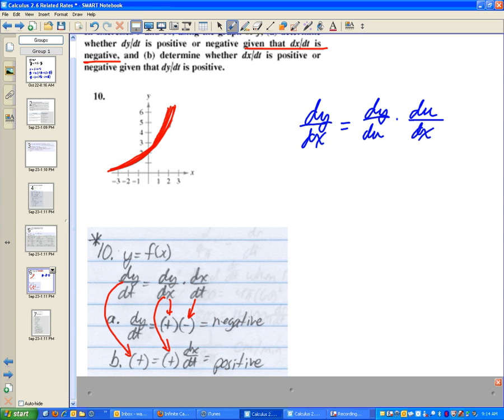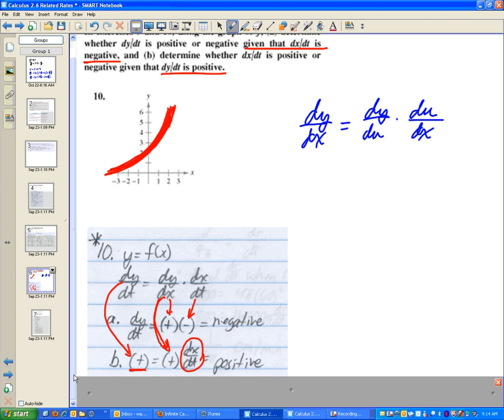Then on B, they changed the rules. Now they're telling us that dy dt is positive, so that's just substitution. They're telling us to determine dx dt, so that's my unknown. But the dy dx that I figured out was positive when I looked here, it's still positive. That didn't change. Make sense? Okay.